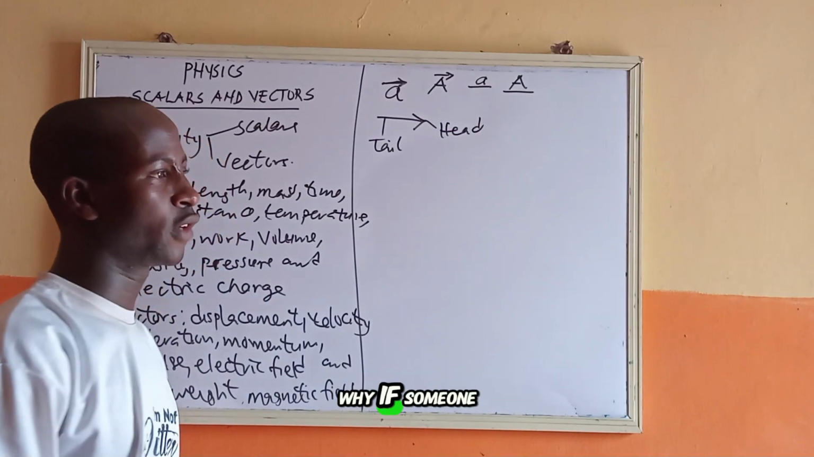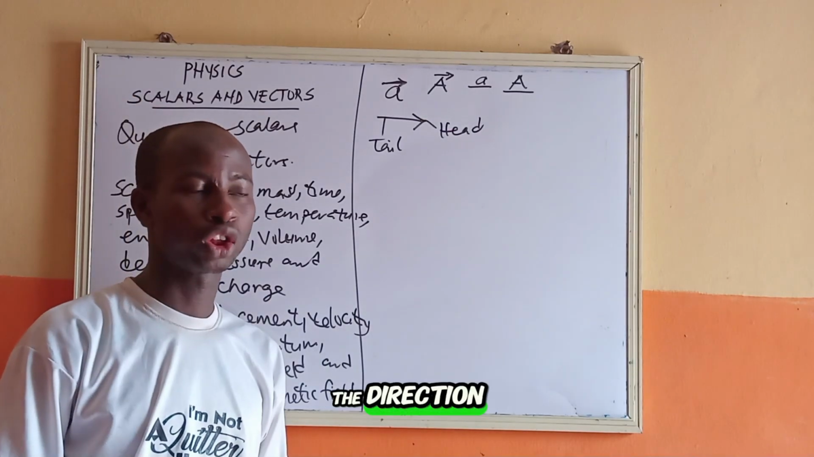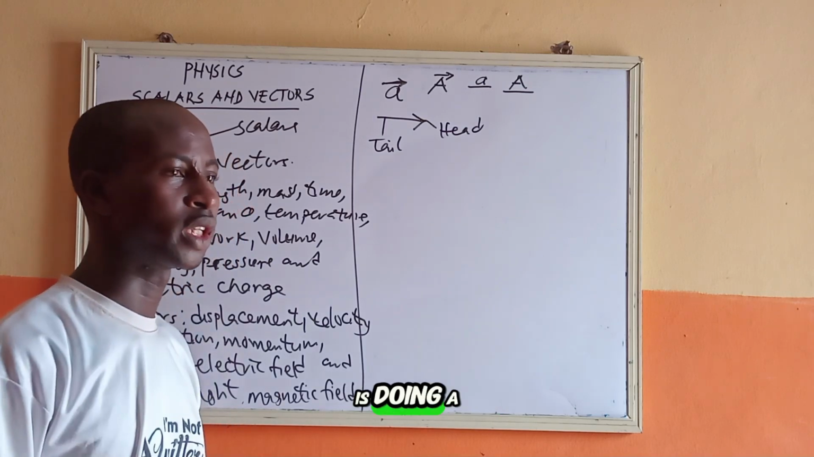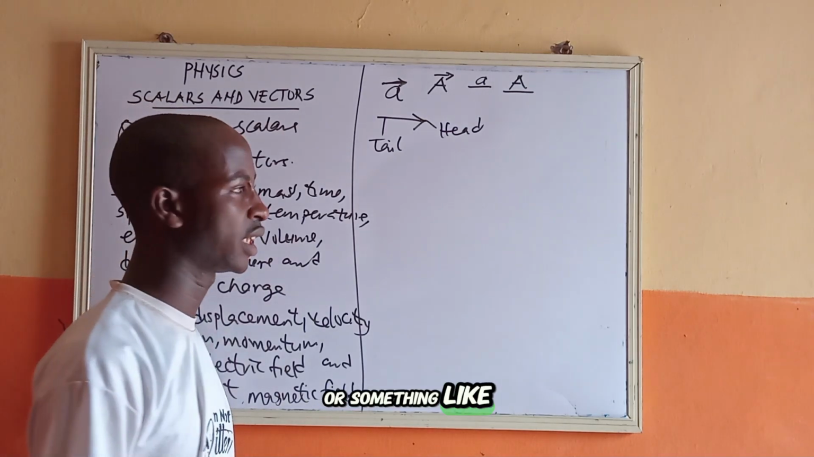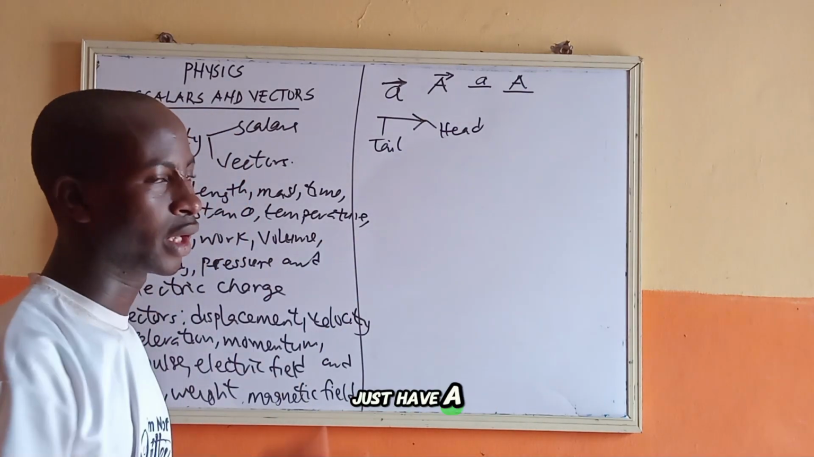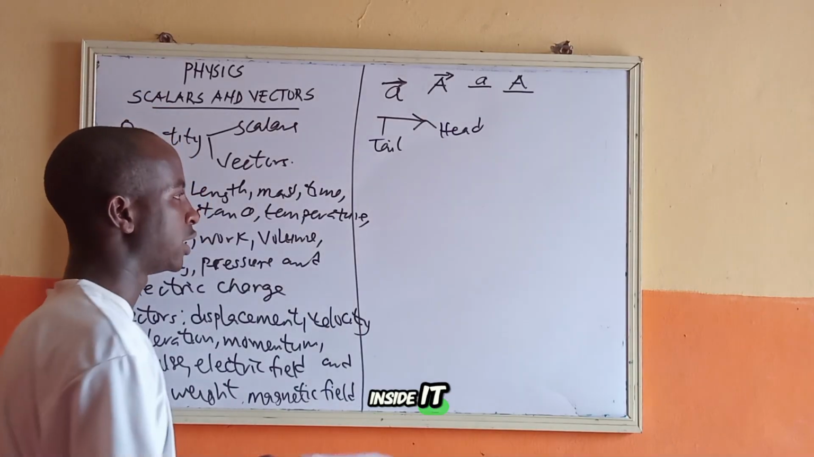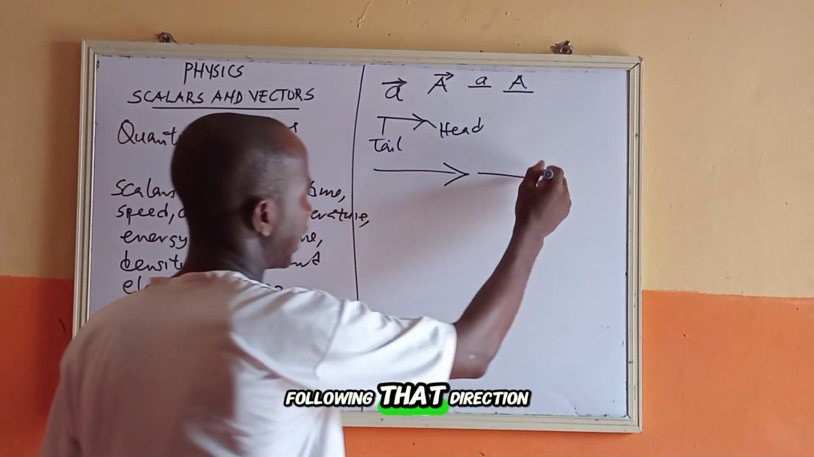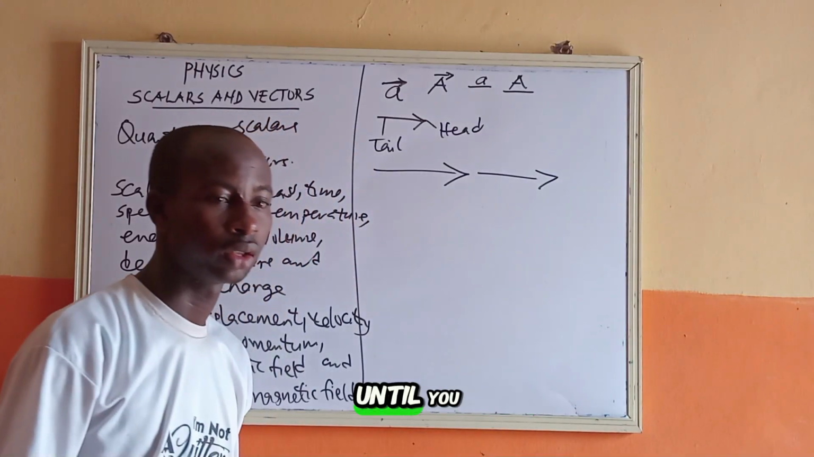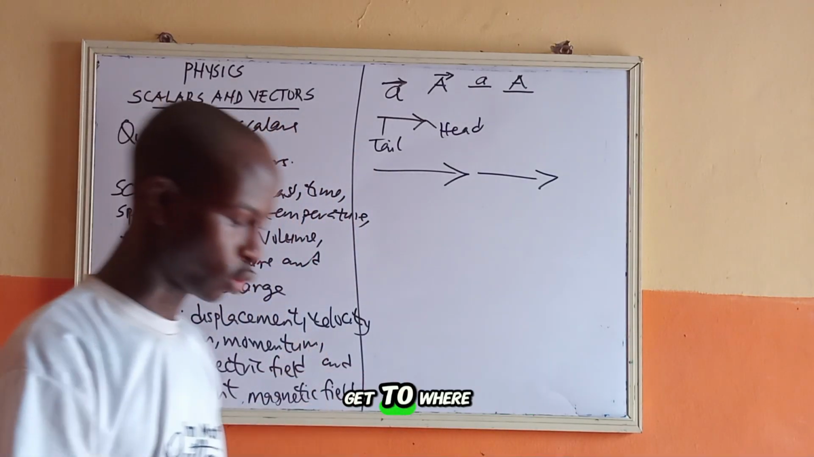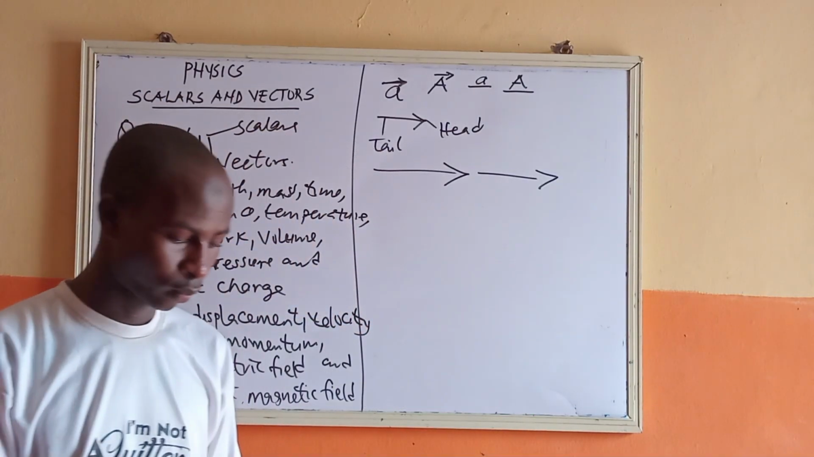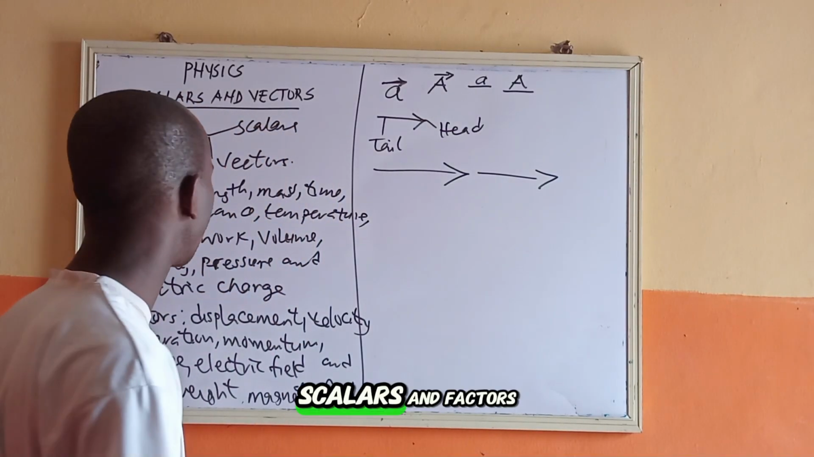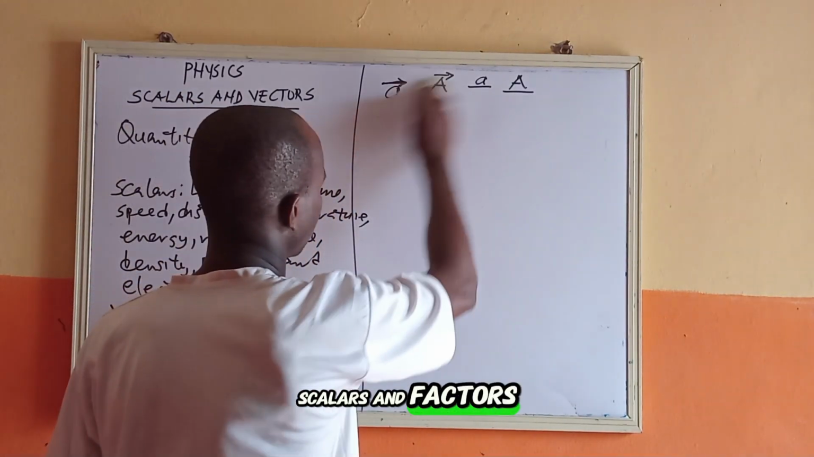And that is why if someone wants to give a direction and you don't want to see the person, maybe this person is doing a naming ceremony or something like that, they can just have a paper and draw on it, and you'll be following that direction until you get to where you are going. So that is the definition of both scalars and vectors quantity.